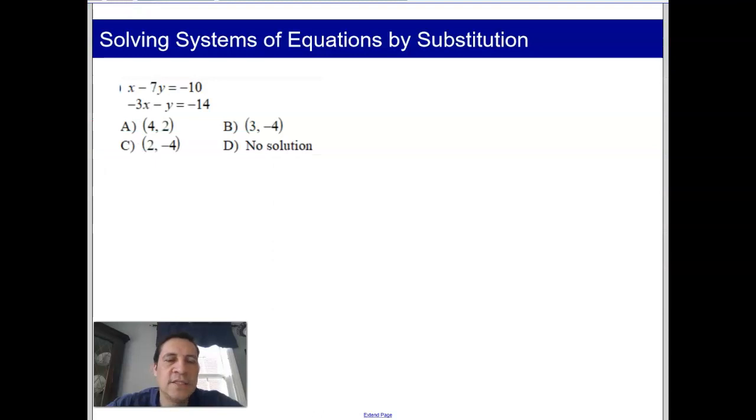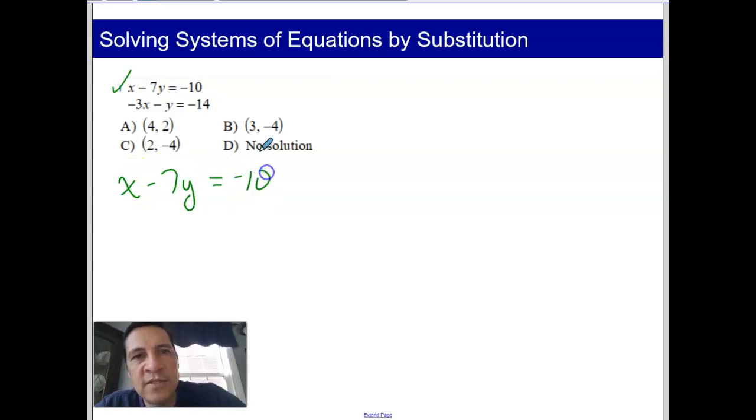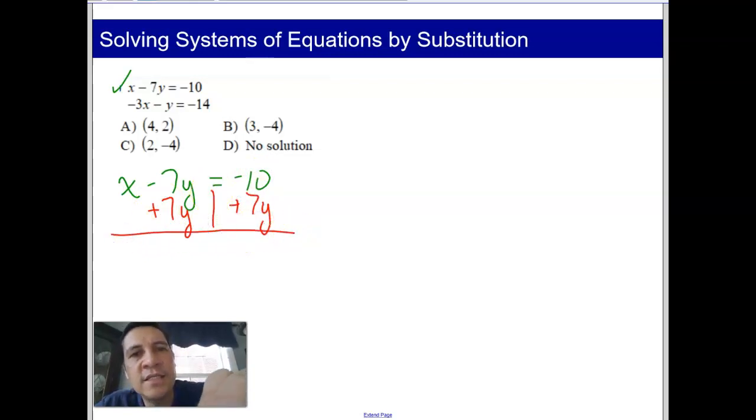All right, here's a second example. You'll notice that none of these are both equal to y like in the previous example, but when I look at this first equation, I think to myself, it's pretty easy to solve this equation for x. So I'm going to do that first. x minus 7y equals negative 10, and I'm going to add 7y to both sides. So I'm just looking at the variables x or y and thinking, is it easy to solve one of these equations for that variable? So x is equal to 7y minus 10.